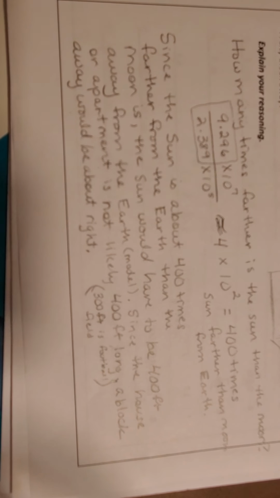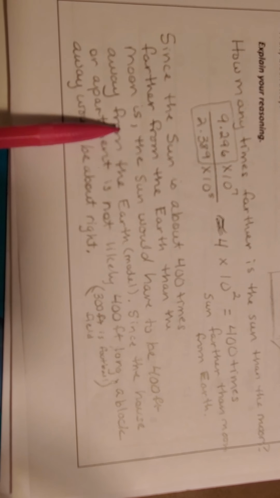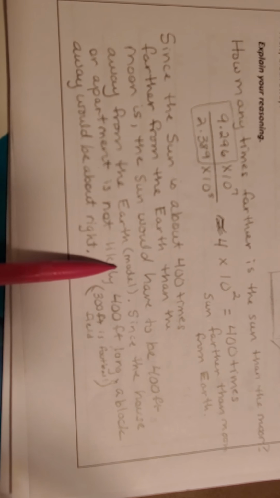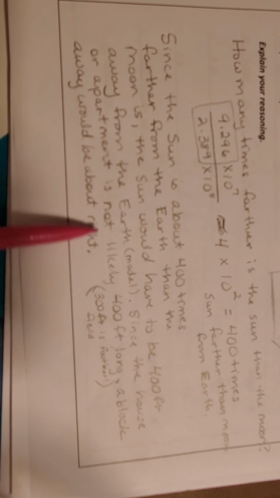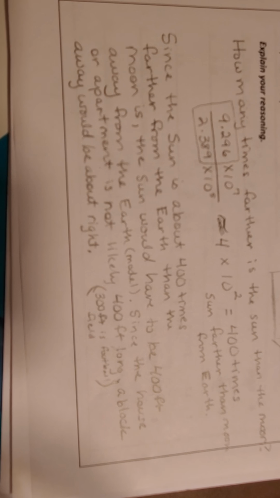Since the sun is about 400 times farther from the earth than the moon is, the sun would have to be 400 feet away from the earth model. Since the house or apartment is not likely to be 400 feet long, a block away would be about right. Consider the fact that 300 feet is the length of a football field.